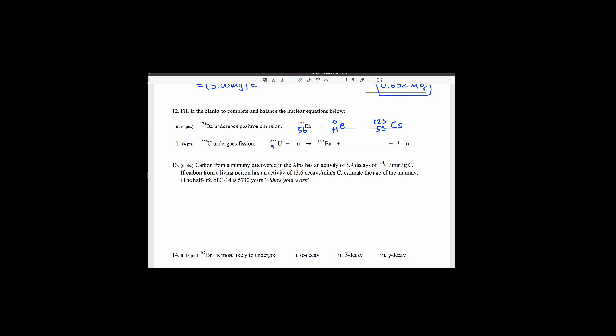Uranium-235 undergoes fission. Uranium's atomic number is 92, neutron has no charge, barium number 56, neutron, no charge. So 235 plus 1 is 236. On the right, 140 plus 3 is 143. The difference, or the missing mass, so to speak, is 93. Dealing with atomic number, 92 plus 0 is 92. 56 plus 0 is 56. So 92 minus 56 is 36 for the atomic number difference, and that is an isotope of krypton.